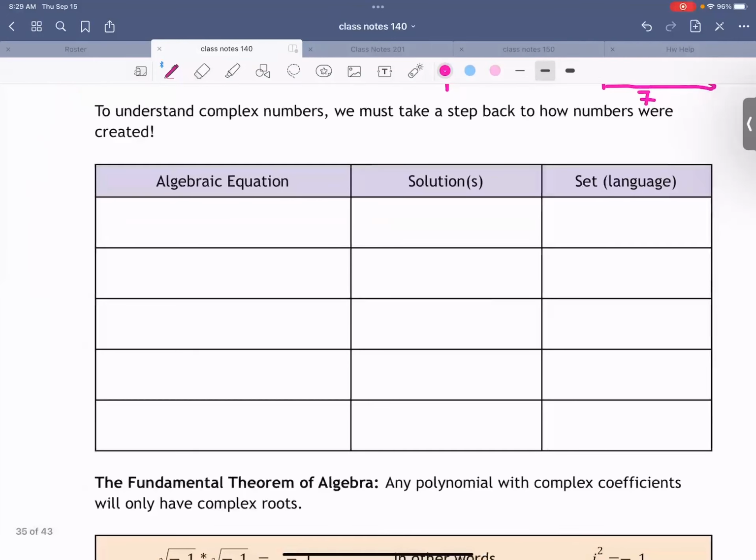Okay, so let's just take a step back. Let's start with a simple algebraic equation. Okay, how about x minus 5 equals 0?